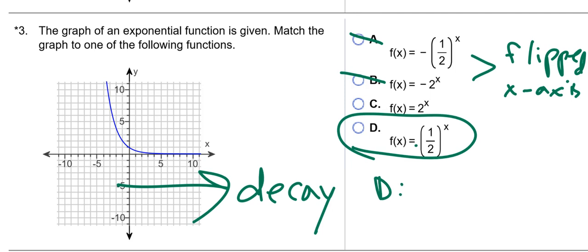What's the domain of this function? All reals. If you pushed everything down on the x-axis, you'd cover the entire x-axis. What about the range? Y is greater than 0. That's right, because if you pushed it all up against the y-axis, you'd have everything above 0.